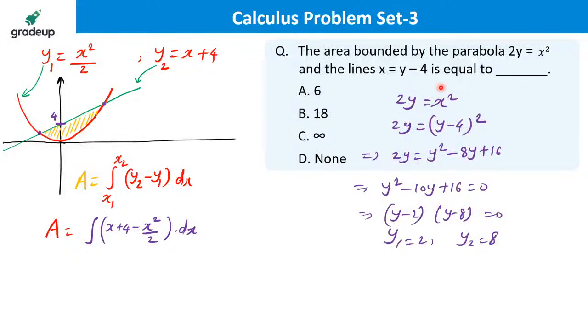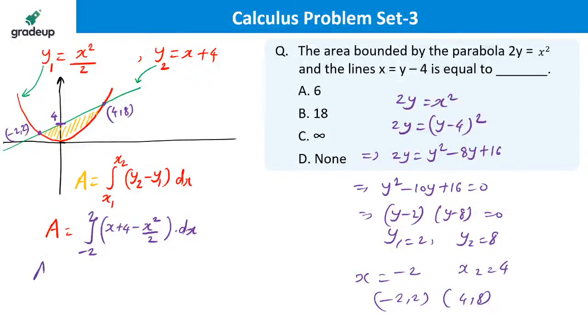Okay sir, what about the x coordinate? x will be y minus 4. So 2 minus 4 will be minus 2, and 8 minus 4 will be 4. So what are the points? Minus 2 comma 2 and 4 comma 8. This is the point minus 2 comma 2, and this point is 4 comma 8. I need the limits in terms of x, so minus 2 to 4.